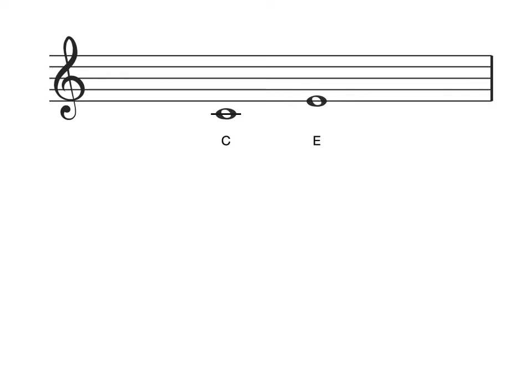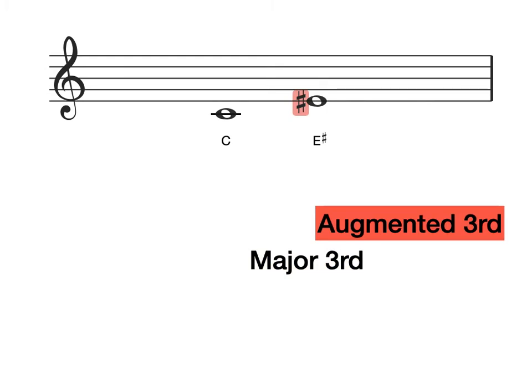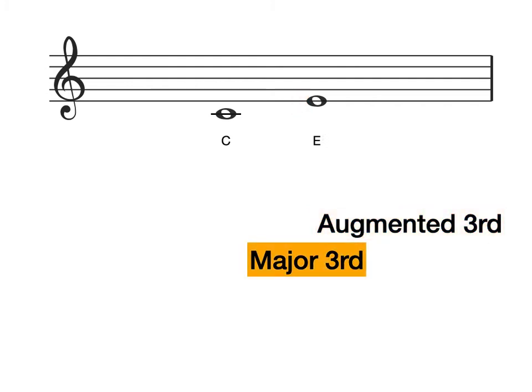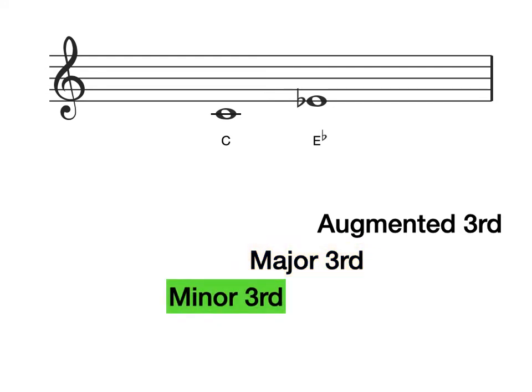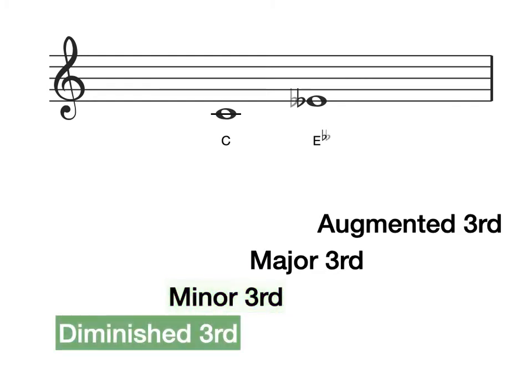We have a C natural and an E natural. E natural is a third above C, and E natural is in C major. So this interval is a major third. But if we raise the E by a semitone and turn it into E sharp, we now have an augmented third. If we lower that E natural to an E flat, this now becomes a minor third. And if we flatten this E again and make it an E double flat, we now have a diminished third.